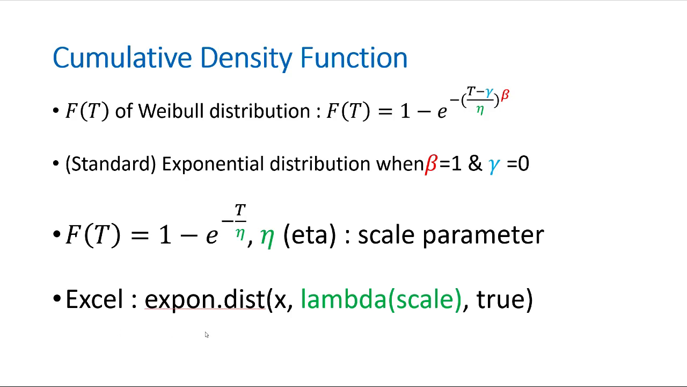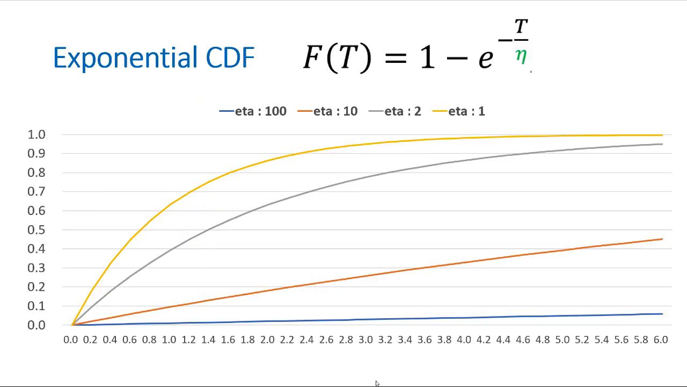And in Excel, we can use the EXPON.DIST function, and we can specify the time variable and lambda. For the cumulative distribution function, specify the true option. And this is the exponential CDF, as you can see. When eta is smaller, it has a steeper curvature like this.